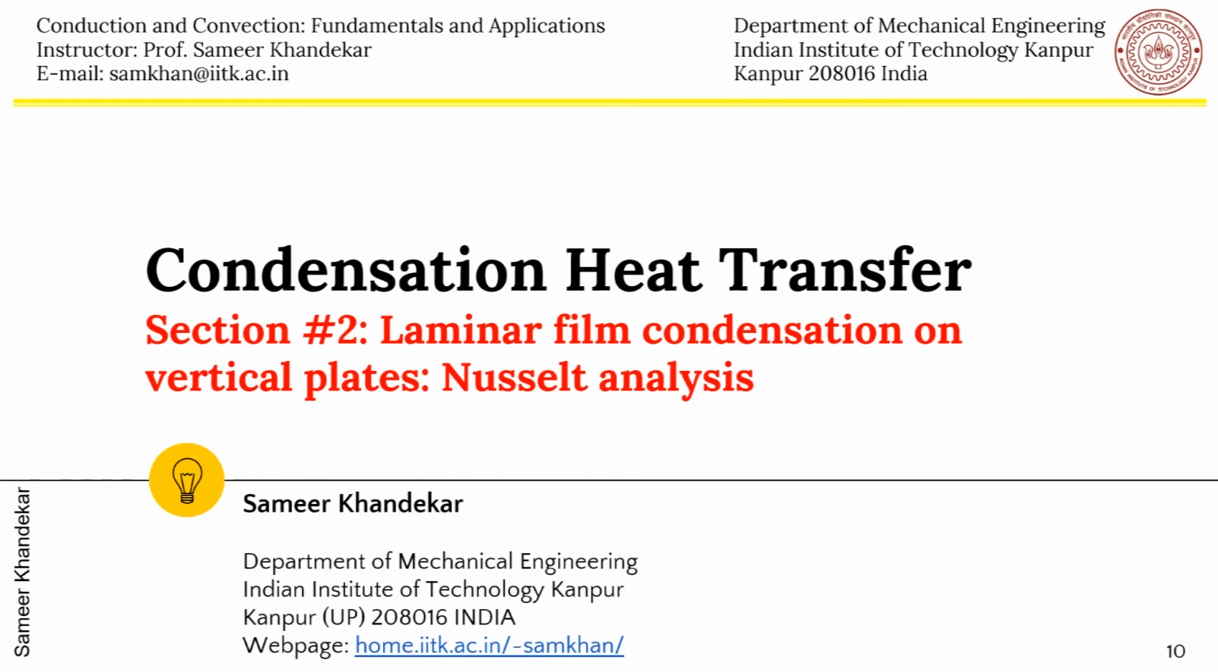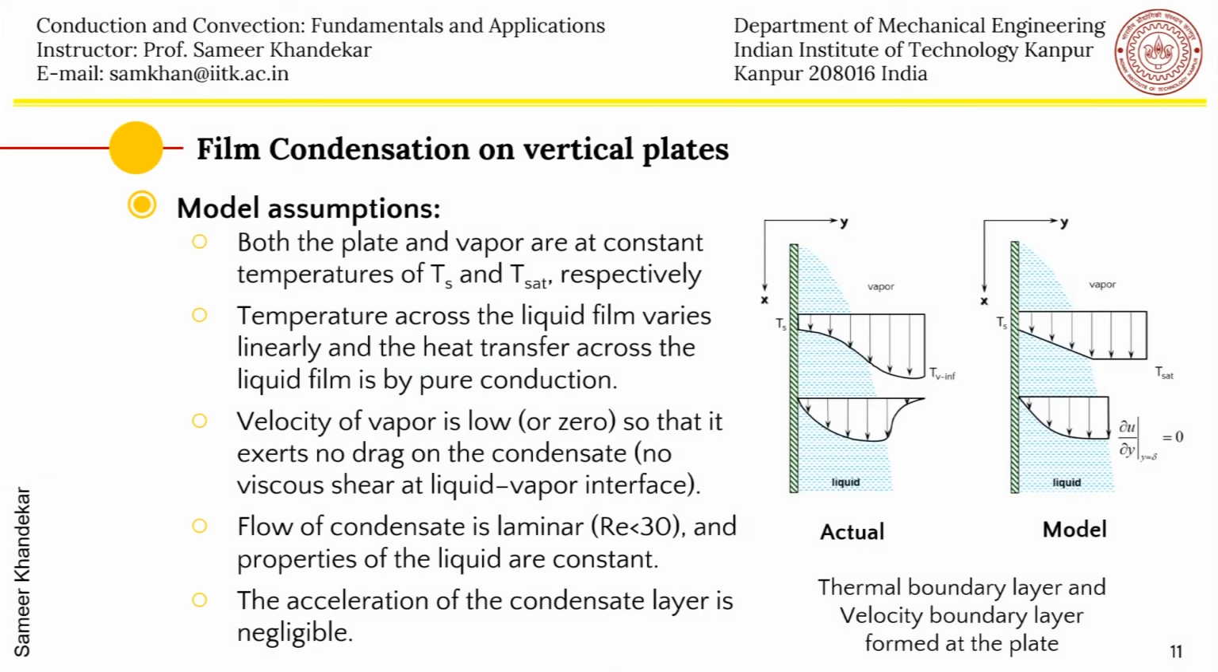As we just said, there is a plate, a vertical plate. Both the plate and the vapor are at constant temperatures, which are Ts and T vapor far away. Temperature across the liquid film varies linearly. Now this is an assumption.